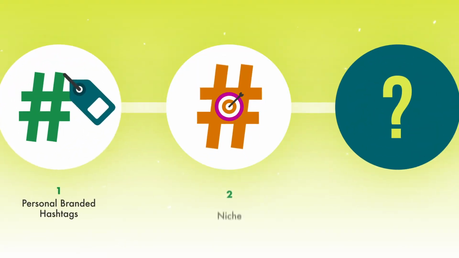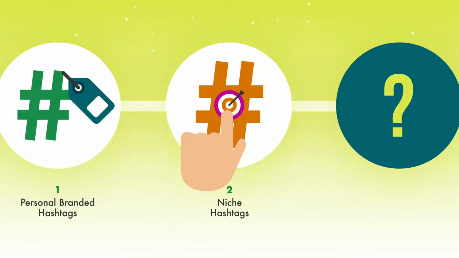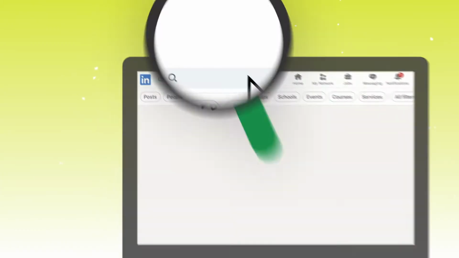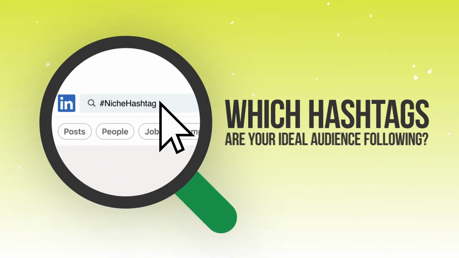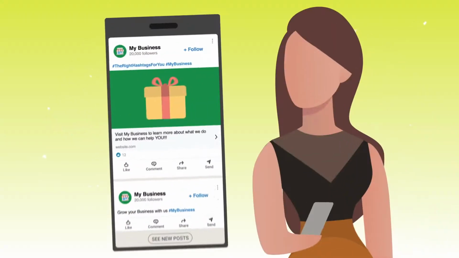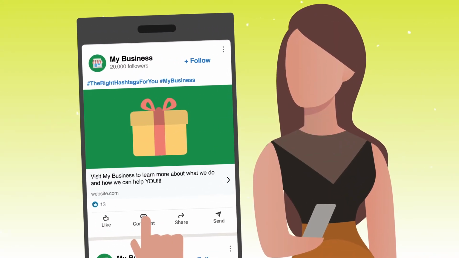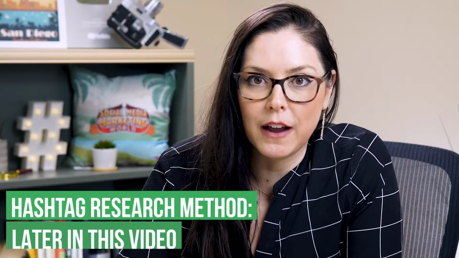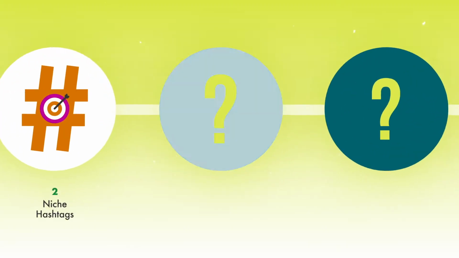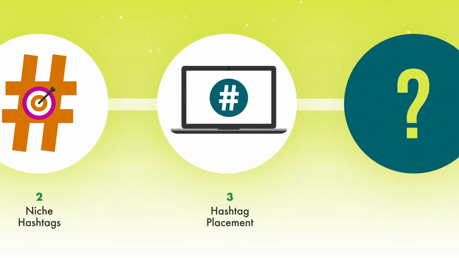The second category of hashtags is your niche hashtags. This is where you're going to search for hashtags that are followed by your ideal audience. Those are people that are going to give your initial content visibility and come back and like and comment on all of your posts. Now that we've gotten those 2 categories out of the way, we can go into LinkedIn hashtags and where do they live on LinkedIn.